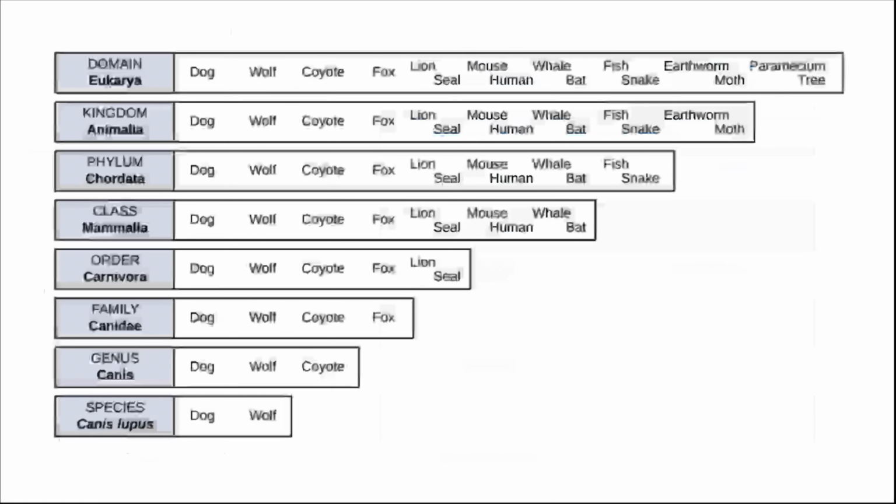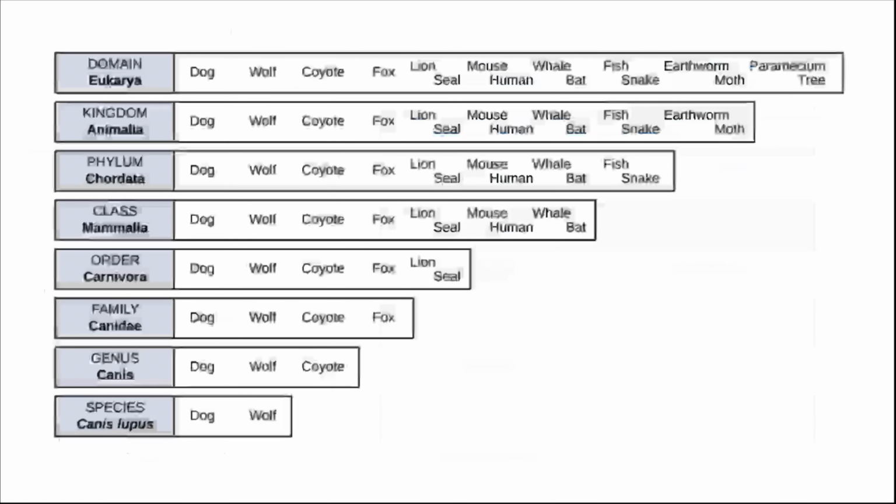Lastly, we'll look at another example to really hammer it home. And here what we're doing is we're cutting down species within these groups. We're cutting down organisms till we get to the most specific. So we'll start with domain on top. The domain Eukaryota encompasses a lot of different organisms, from the dogs to the wolves, coyotes, all the way to the paramecium and trees and mushrooms and things like that.